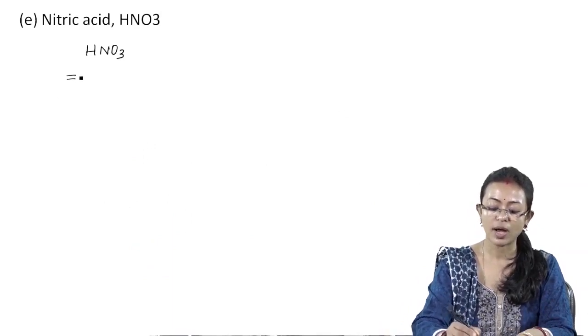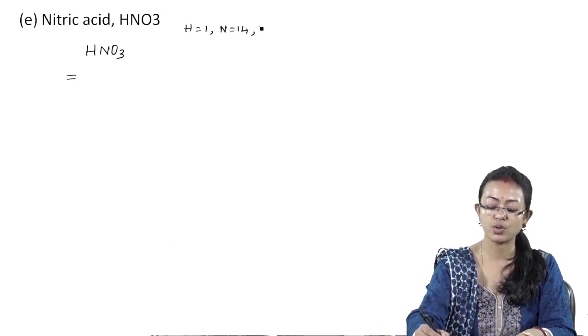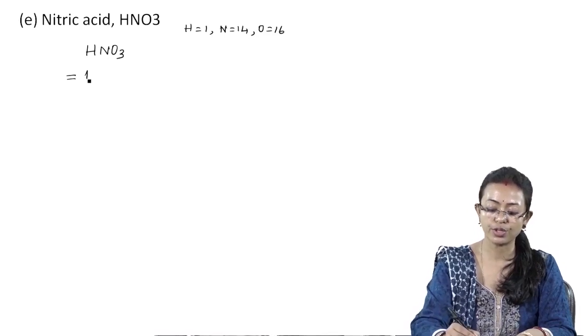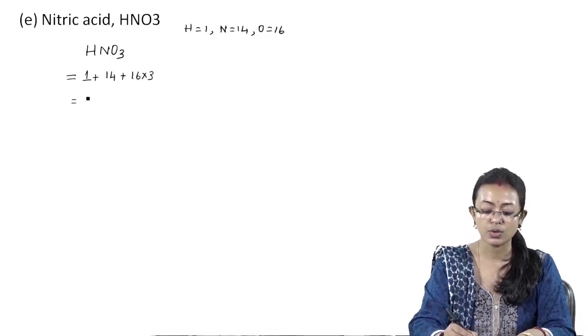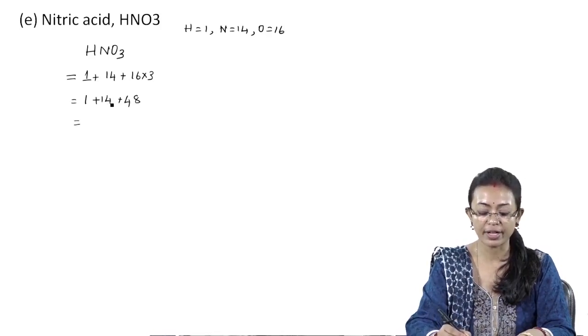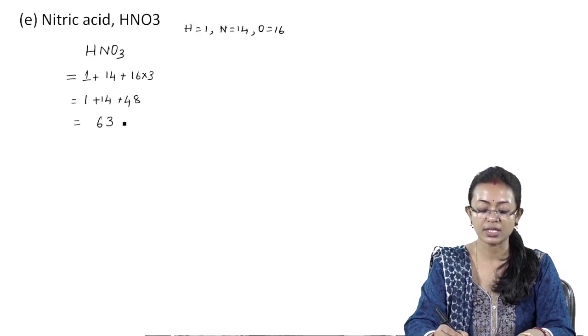HNO3. So hydrogen, as we know, is equal to 1, nitrogen is equal to 14, whereas oxygen is equal to 16. So hydrogen is 1 plus nitrogen is 14 plus oxygen is equal to 16 into 3. Why 3? Because there are 3 atoms of oxygen in nitric acid. So it is going to be 1 plus 14 plus 3 sixes are 18, 1 plus 4 plus 8, we are going to add it. 8 plus 4 is 12, plus 1 is 13, 1 4 5 6. So it is going to be 63 gram.